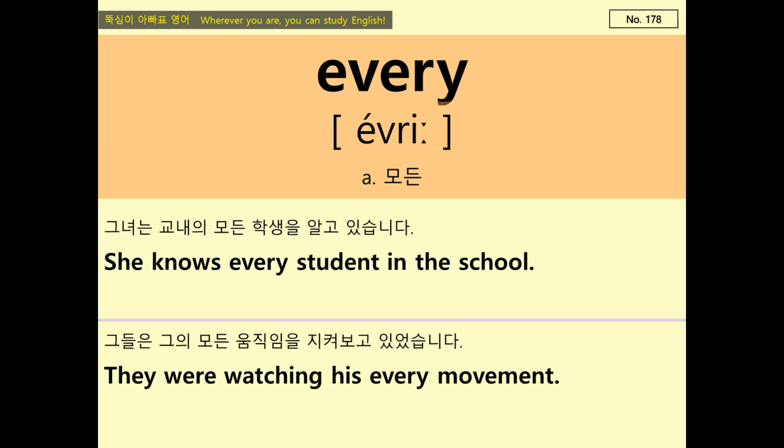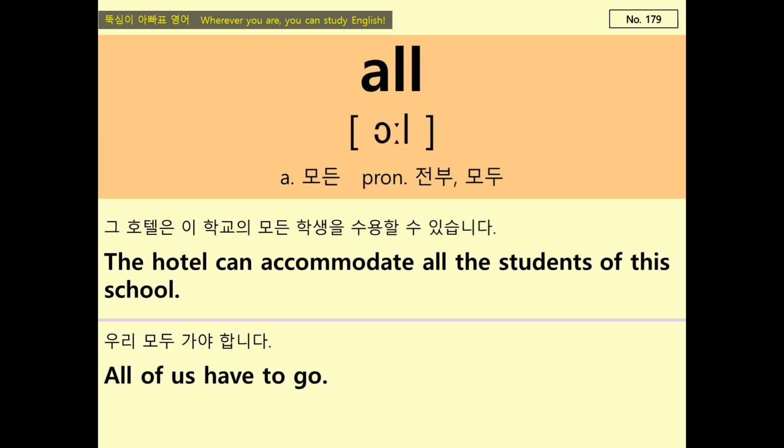Every. 모든. 그녀는 교내의 모든 학생을 알고 있습니다. She knows every student in the school. 그들은 그의 모든 움직임을 지켜보고 있었습니다. They were watching his every movement. All. 모든, 전부, 모두. 그 호텔은 이 학교의 모든 학생을 수용할 수 있습니다. The hotel can accommodate all the students of this school. 우리 모두 가야 합니다. All of us have to go.